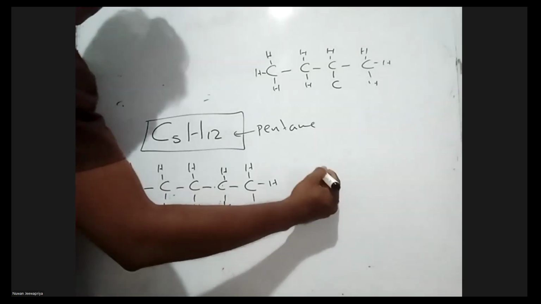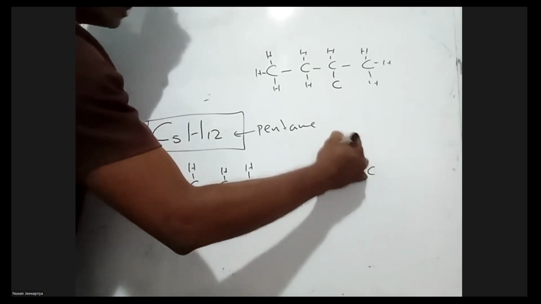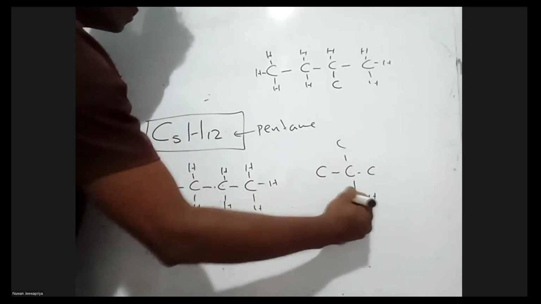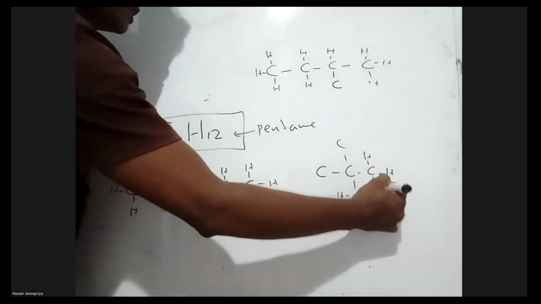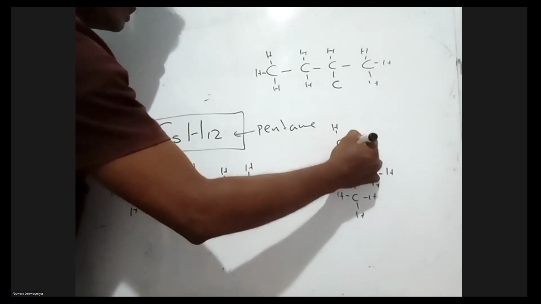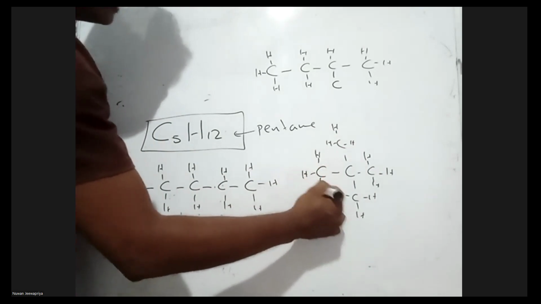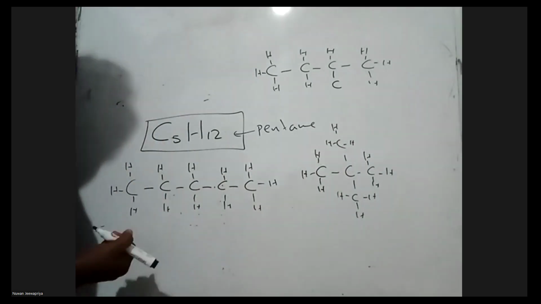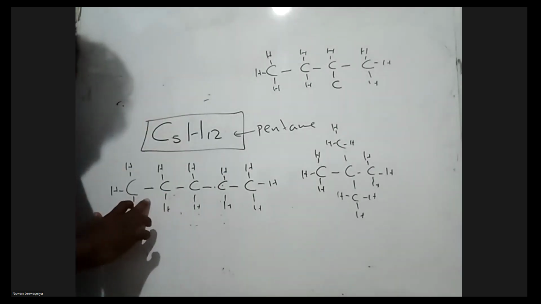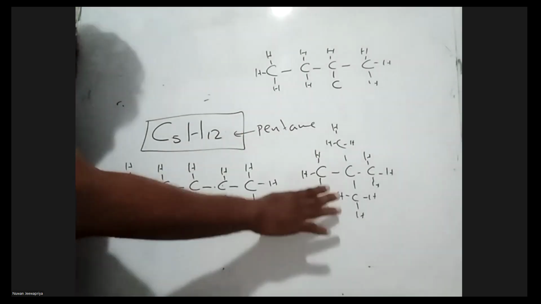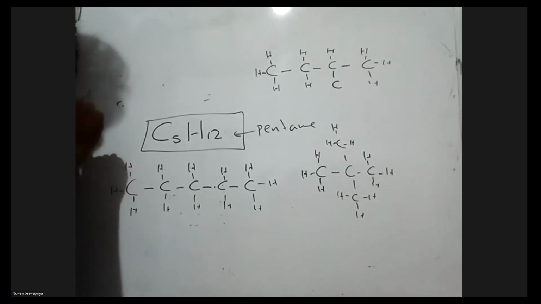For the next one, I can draw another isomer of pentane: 1, 2, 3 in the chain and 2 branches here. So this is another isomer of pentane. In this displayed formula too, each carbon atom has 4 bonds. In all of these, you can see that there are 5 carbon atoms and 12 hydrogen atoms.